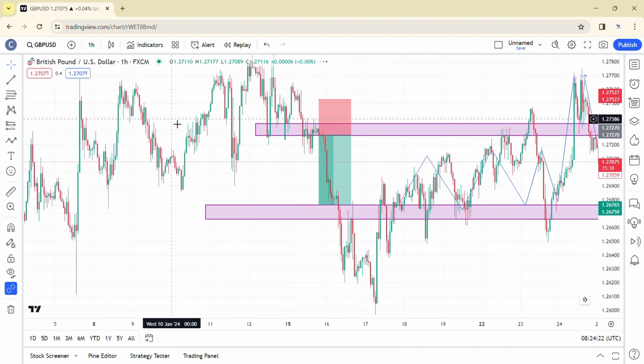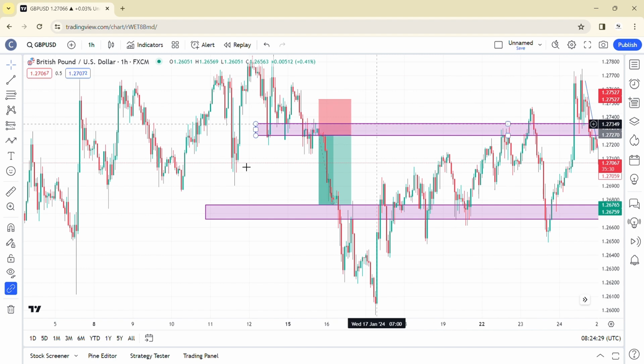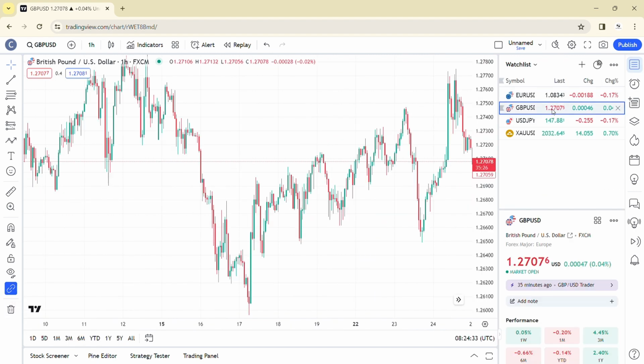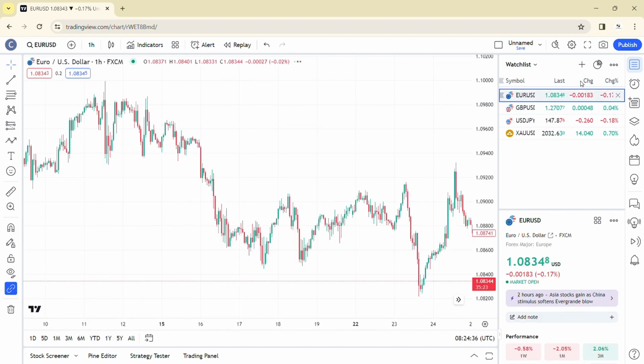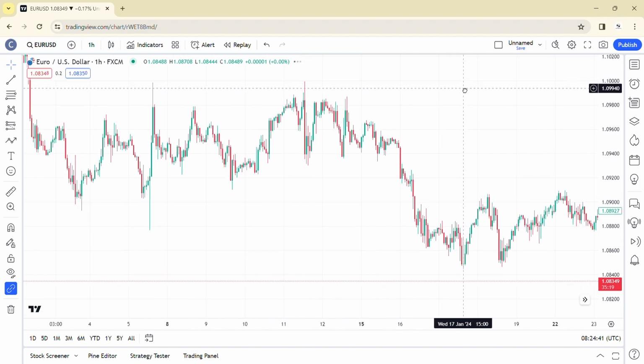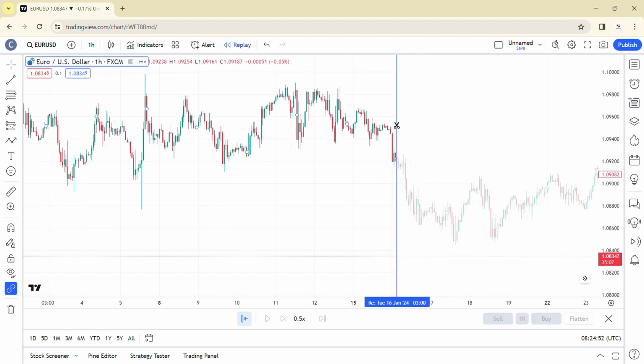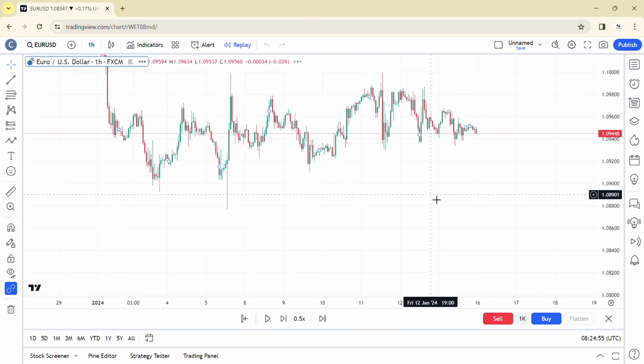Okay, so let's take some live examples so that we can see how the break and retest strategy really works out. Let me clear my chat first. Okay, let's go to Euro USD. Let's backtest a bit. Okay, so let's replay our chart to this part.